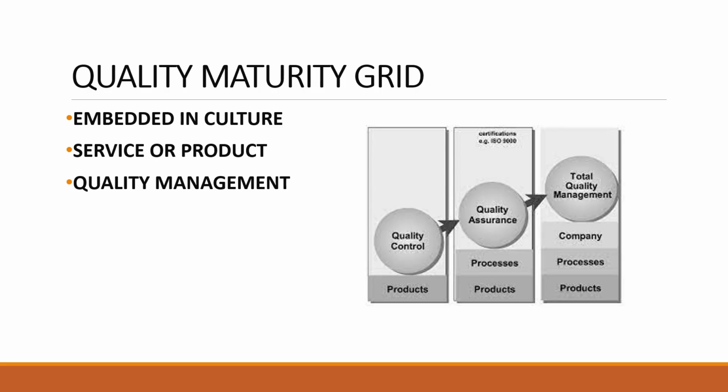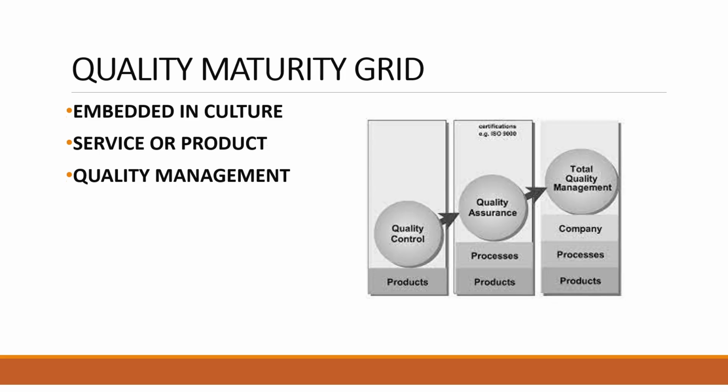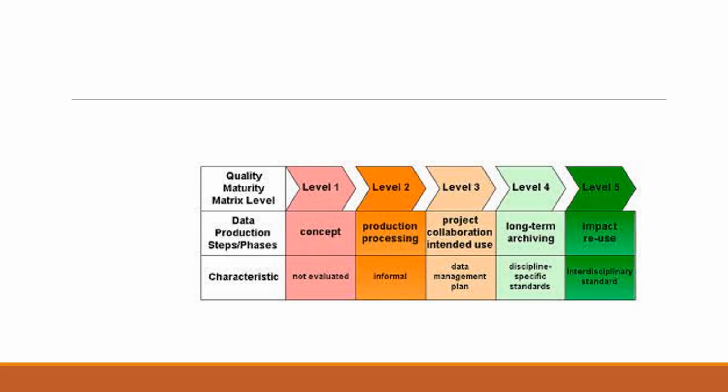So the quality maturity grid is basically about how mature the company is. There is a benchmark, whether it is reaching that benchmark, or how mature it is in product manufacturing or in the different processes. That is what the quality maturity grid expresses.